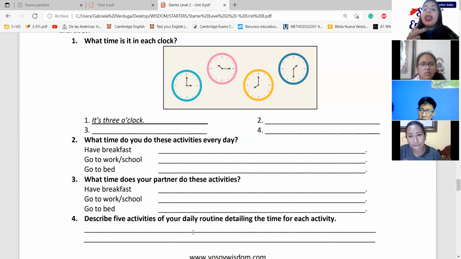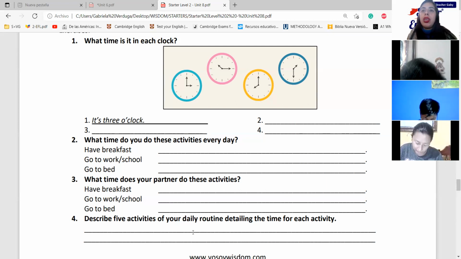Tiene que tomar en cuenta que aquí, como usted ya habla de tercera persona, debe de conjugar el verbo. Entonces, por ejemplo, digo, she goes to work at 1 o'clock. En el caso de have, la conjugación de have para la tercera persona es has. H-A-S. She has breakfast. He has breakfast. Okay, thank you. You're welcome.